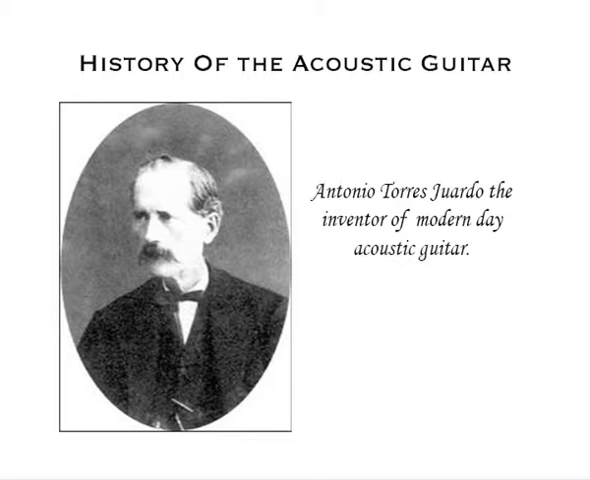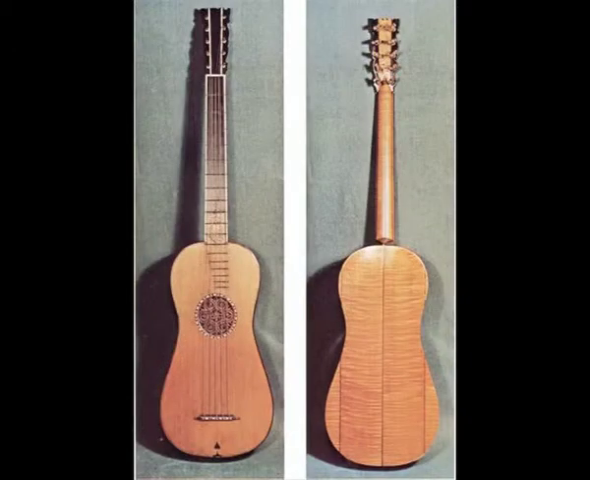Until the 1850s, there was no significant difference between the mandolin and the acoustic guitar. A man from Spain, Antonio Torres Jurado, took this invention and added his own attachments to the mandolin, creating a new sound, thus creating the modern-day acoustic guitar.